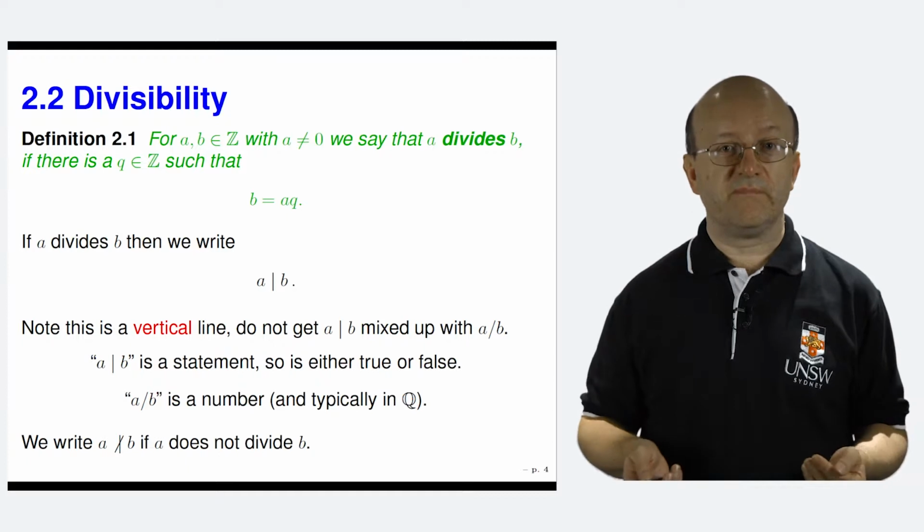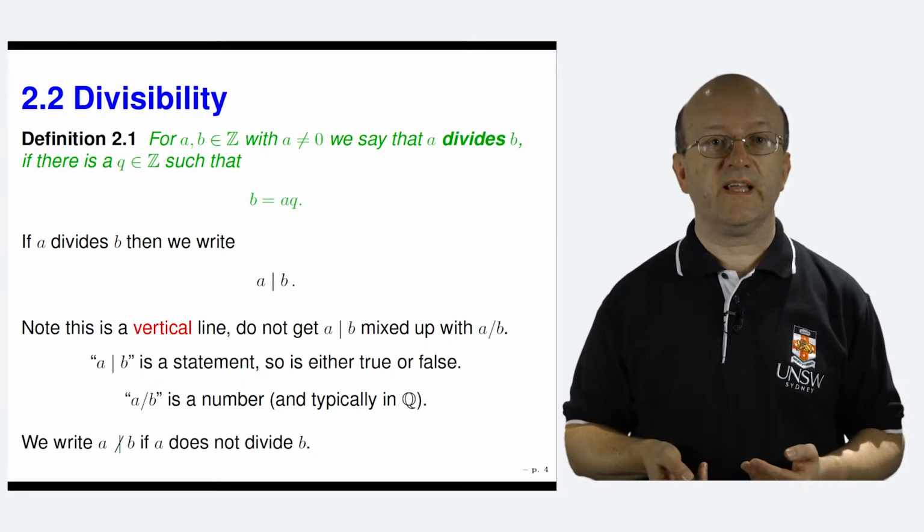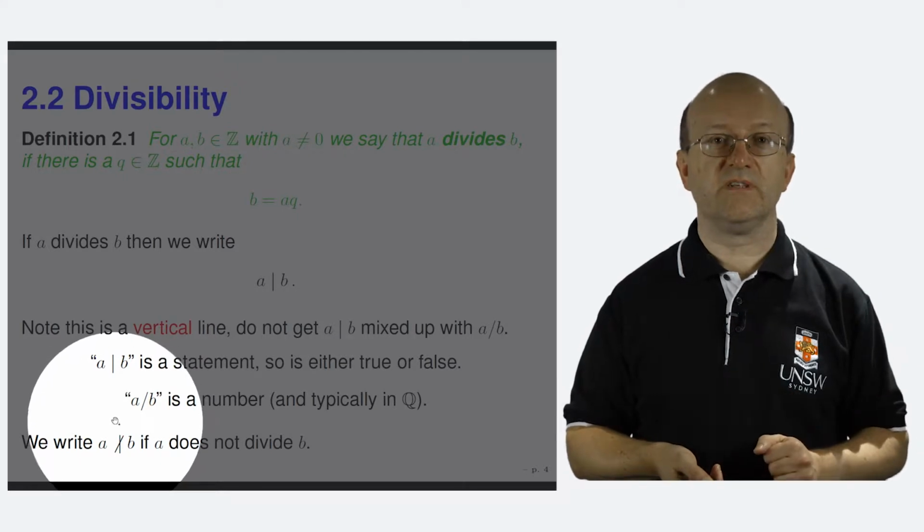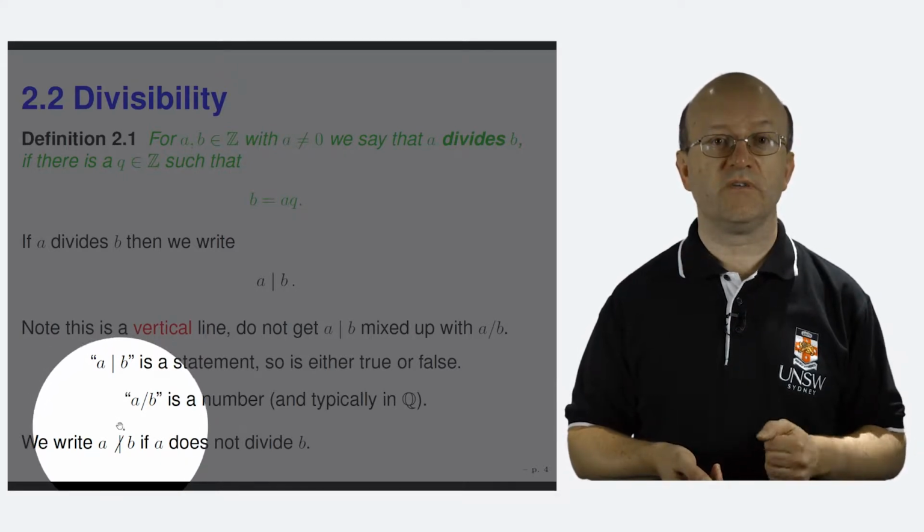If a does not divide b, then we use this way of writing it here. We just put a cancelling line through the divide symbol. So we read that as a does not divide b.